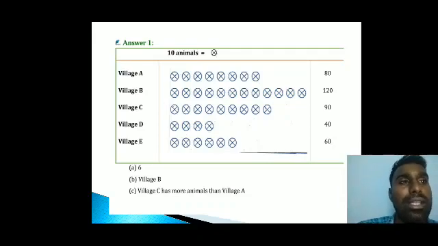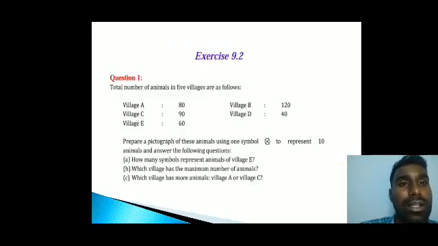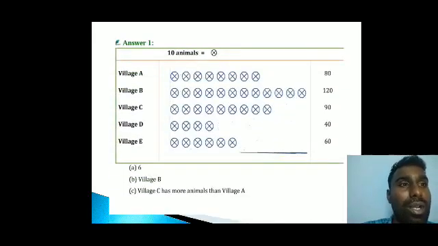And village C 99 times, village D 4 times, village E 6 times. Okay, so now the question is, how many symbols represent the animal of village E? So that means for village E, if you put the symbol 1, 2, 3, 4, 5, 6, 6 times you have to put. So the answer is A, 6.